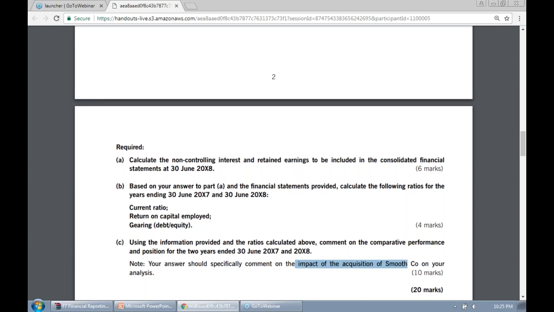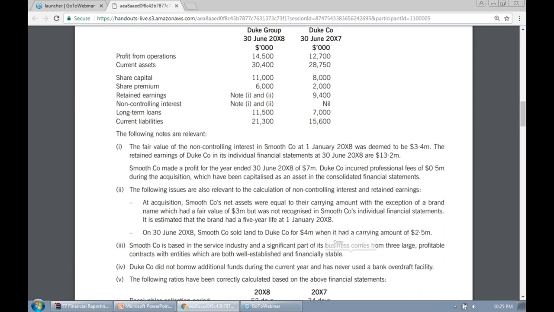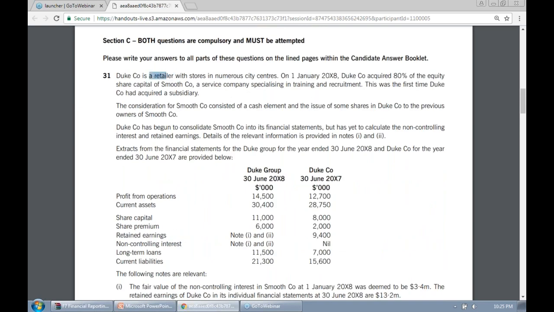So let's start the question. Duke Company is a retailer. Now you should point out this point. It means the company is a retailer, so the company is not a manufacturing company. There is no need to discuss the raw material, WIP, and something like that. If you are a retailer, then the comment should be on the finished goods rather than raw material and WIP.